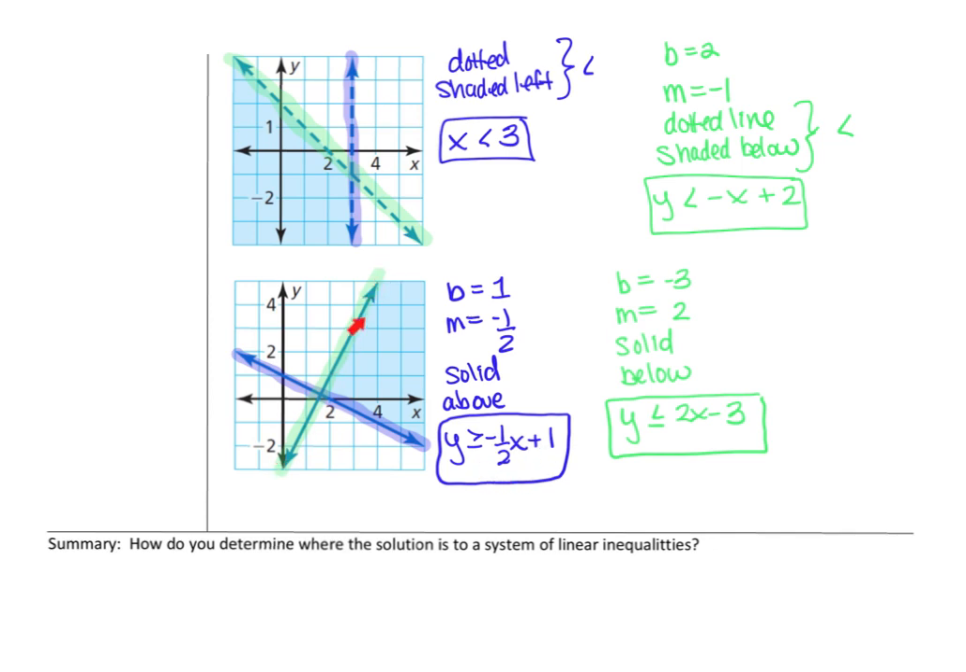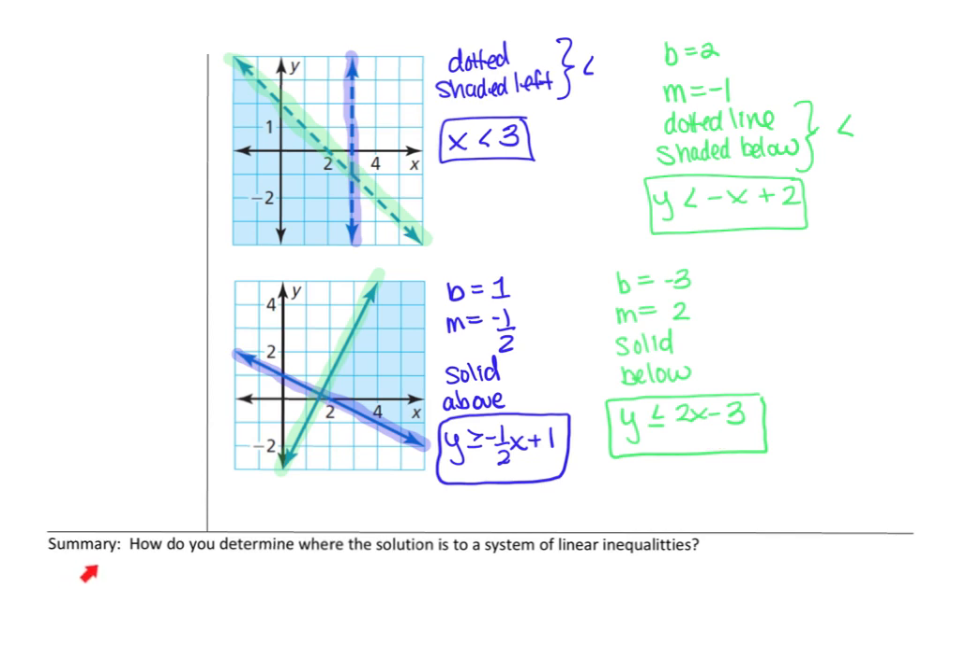If you look at the green line, the y-intercept is at -3. From -3, if you go up 2, right 1, up 2, right 1, we continue to land on the line, so the slope is 2. We have a solid line and it's shaded below. So solid below would be less than or equal to, giving us the inequality of y is less than or equal to 2x minus 3.